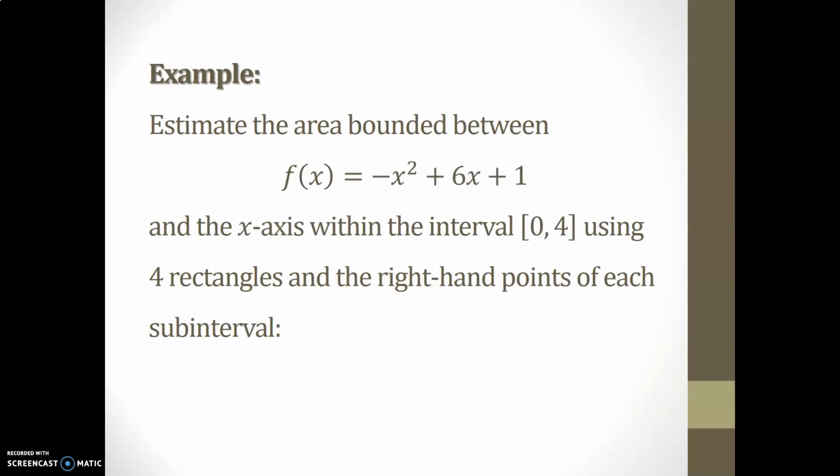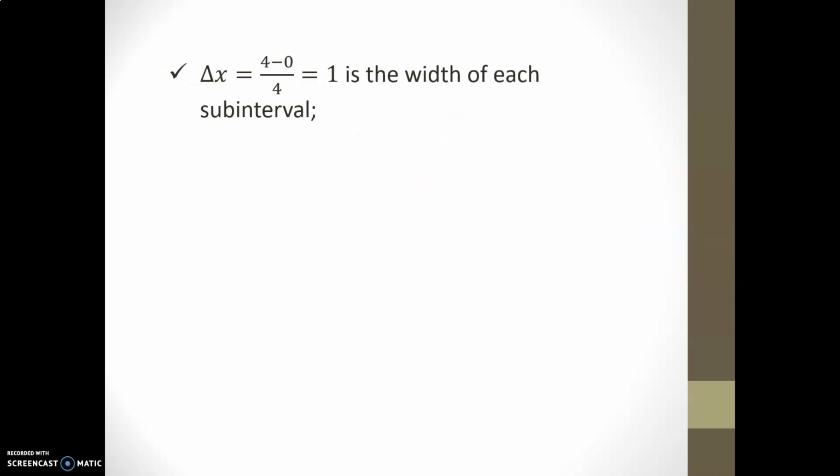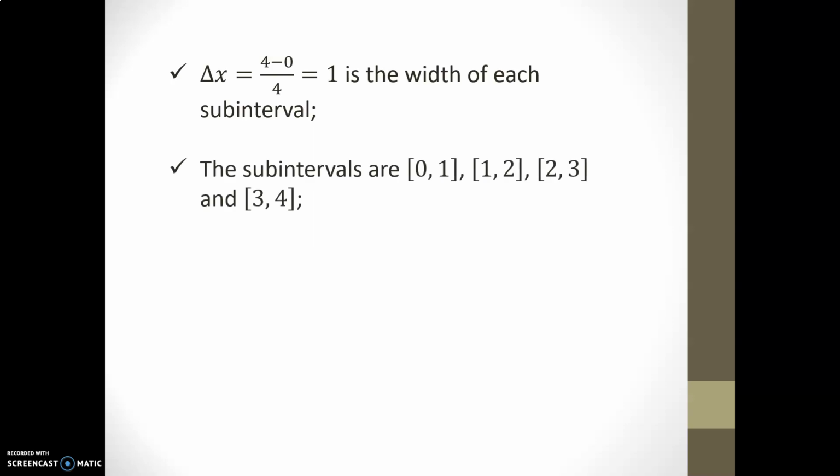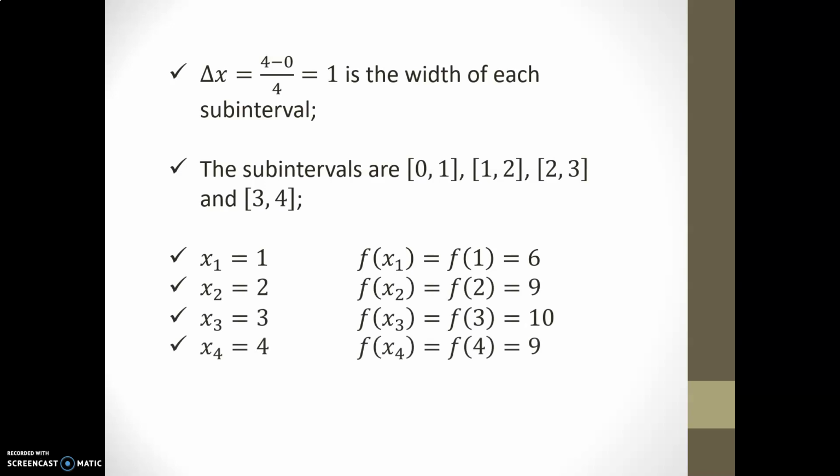Okay. Same example, but this time using right-hand points, just to show the contrast. So the width of the subintervals will remain equal to 1. The subintervals themselves are the same as they were before. The only difference being the choices we are making now are to pick the right-hand point within each subinterval. So 1, 2, 3, and 4 are the right-hand points of each subinterval. Above those points, the function's value is 6 and 9 and 10 and 9.